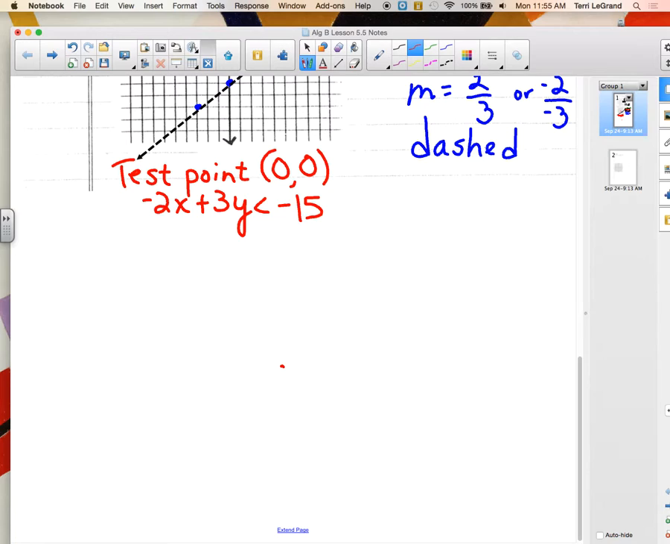Okay, so we're testing 0, 0, so that means we're going to put what in for x? 0. What are we going to put in for y? 0. Not much thought going on there, is there? Okay, 2 times 0 and negative 2 times 0, 3 times 0, and we should get... So all we're doing is a substitution.